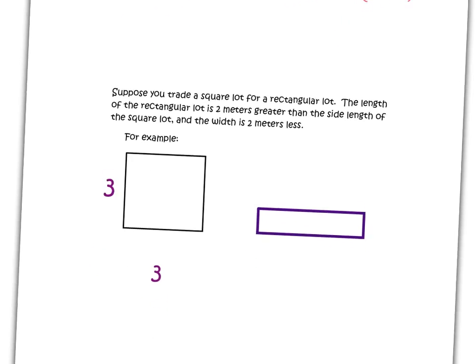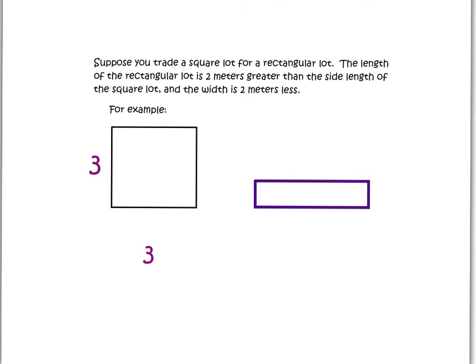All right, thinking about a lot, a lovely lot. Imagine it's just 3 meters by 3 meters. Let's deal with some smaller numbers here. In this first one, we can think about it as 9 meters squared.